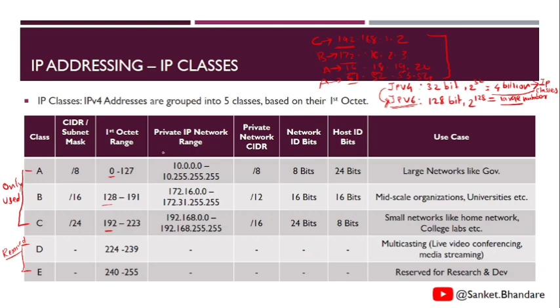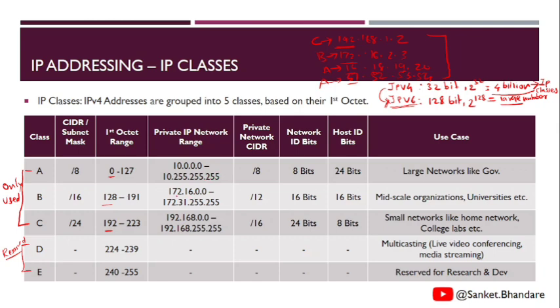And the private IPs: if you want to use these particular classes for your private networks, what are the IP ranges that you can use? So these are the private IP network ranges for each of these classes. 10.0.0.0 to 10.255.255.255 is the private network range for class A IP addresses.